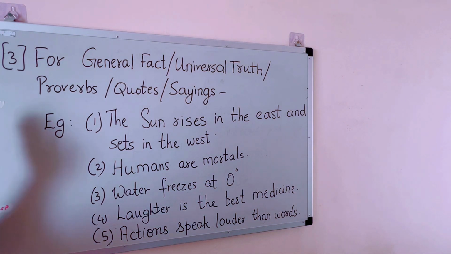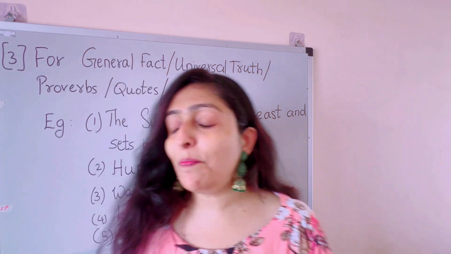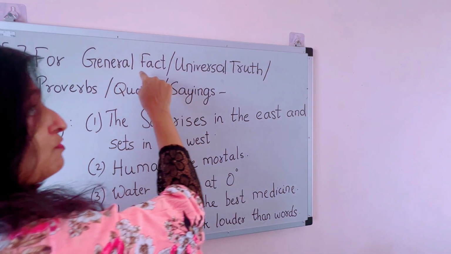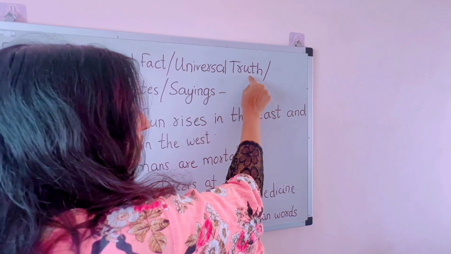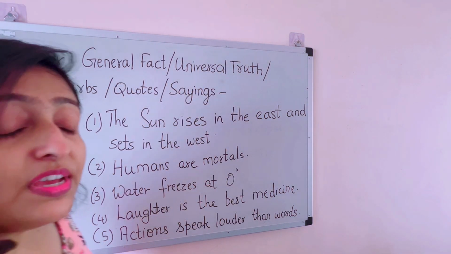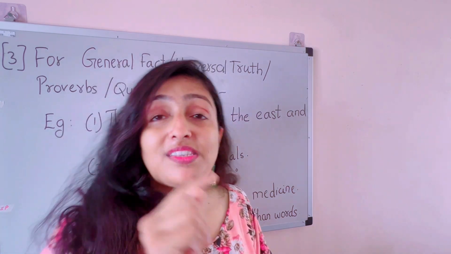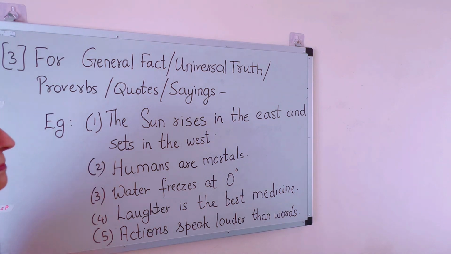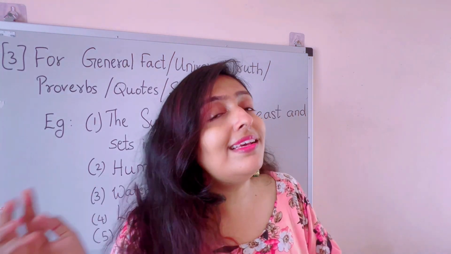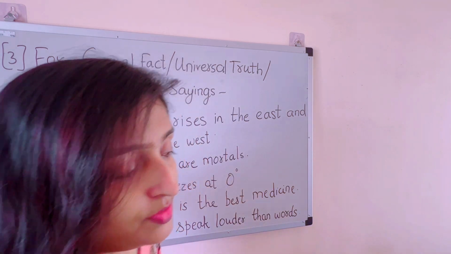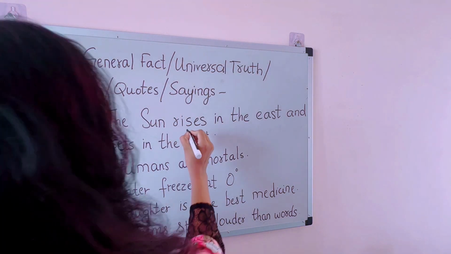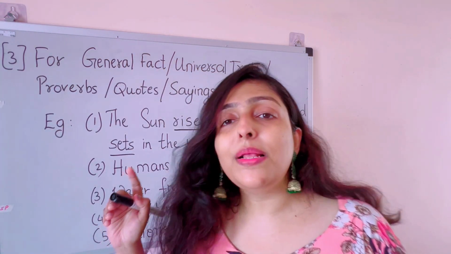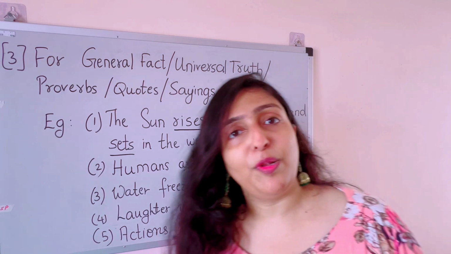Rule number 3. We use simple present tense or present indefinite tense for a general fact or for a universal truth, and even for proverbs, quotes, quotations and sayings also. Let's see the first example. Sun rises in the east and sets in the west. So what is the verb here? Rises and sets. You can see here we are using simple present tense.